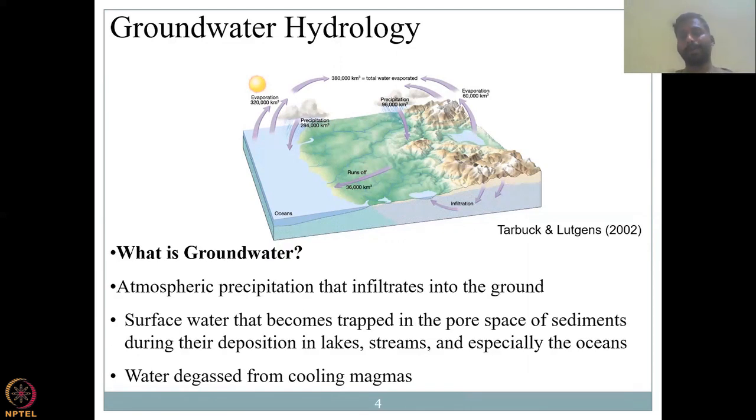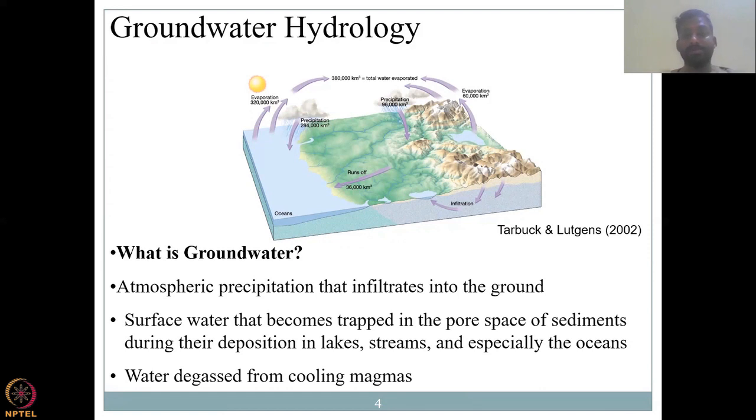So what is groundwater? Let's define groundwater to be more specific, and where it comes from. Groundwater comes from atmospheric precipitation, which is your rainfall or snowfall or dew, multiple sources of atmospheric precipitation. And once that water infiltrates into the ground, it becomes groundwater. It's the same water, but on the surface, it may be called a river or lake. In the atmosphere, it may be called precipitation, rainfall, dew, humidity, water vapor, anything. But once the water gets into the ground through infiltration, it is called groundwater.